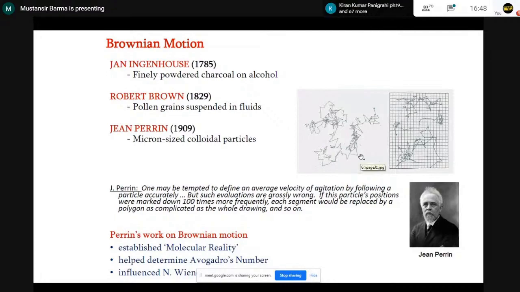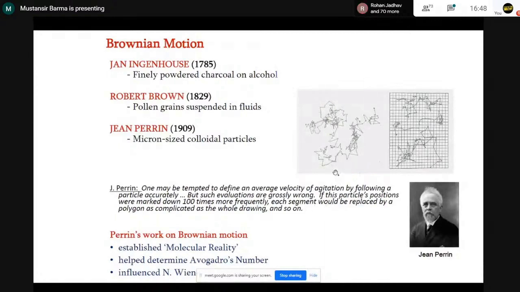This was a great accomplishment of Perrin. I just wanted to point out one very prescient point that he made, and he said that if you look at a given segment of this erratic curve, you might be tempted to assign a velocity of the particle between this point and that point, because after all there's a distance and there's a time, you can divide one by the other. But he said, please don't do that. That would be grossly wrong. Such evaluations are grossly wrong.